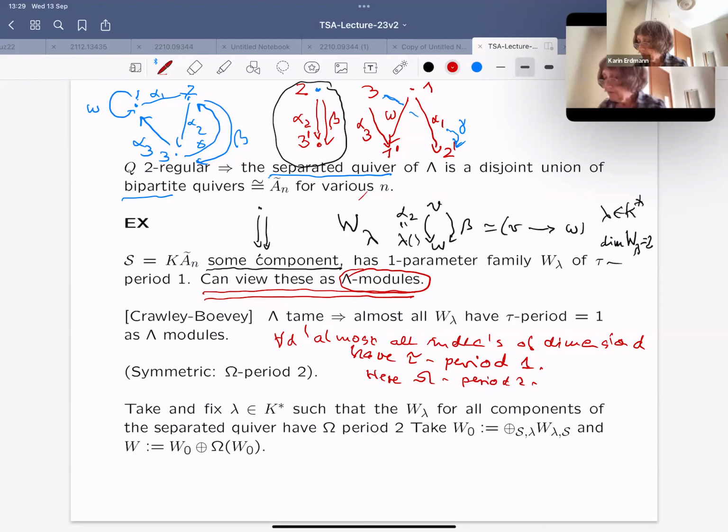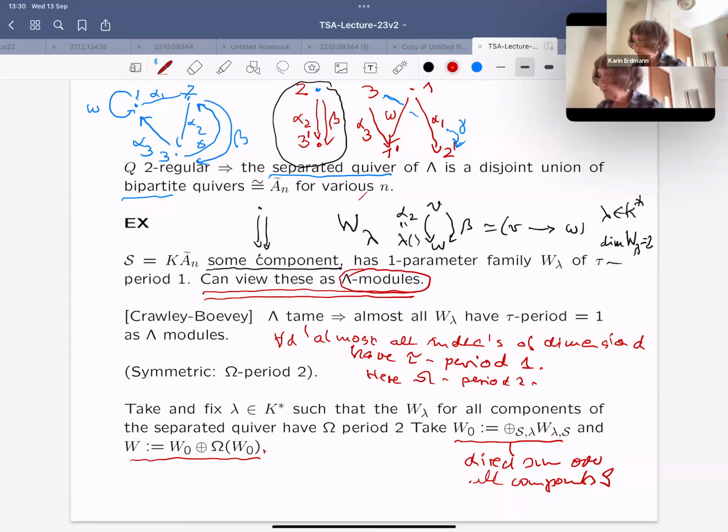And so we can take one of these things for each component and take the direct sum, so the direct sum over all components S. And then, of course, we have scalars, so we have some freedom. But even if there are some which are not periodic, we have enough elements in our field, and so we can find some lambda so that they're all periodic. And then we have a module W, and this one actually works, right?